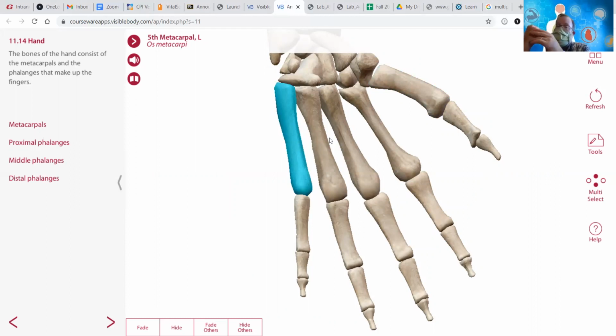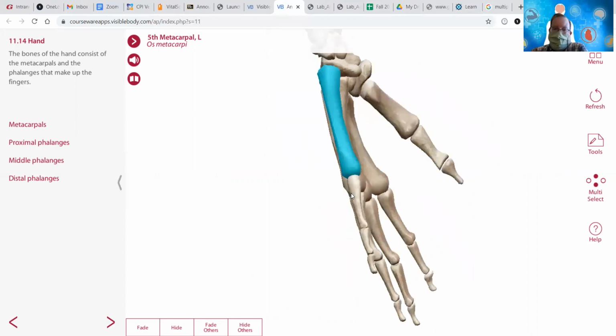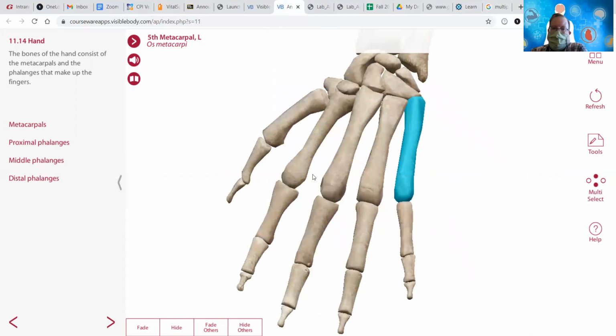We oftentimes, if you work in a GP office, general practice, you may have somebody that comes in that maybe punched a wall or got in a fight or hit something, right? And almost invariably, we'll see some sort of a fracture of the distal portion of one of these metacarpals. So when someone says they broke their hand, it's likely a metacarpal that they broke.